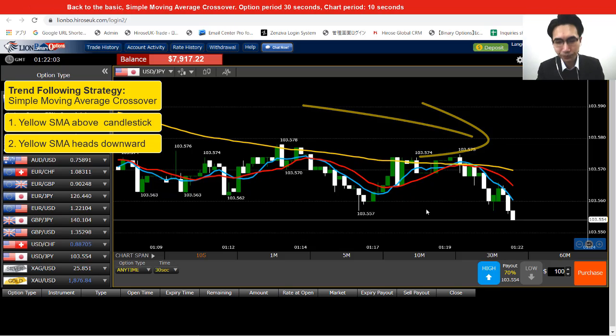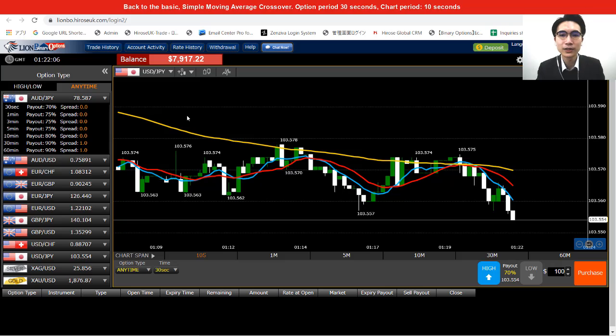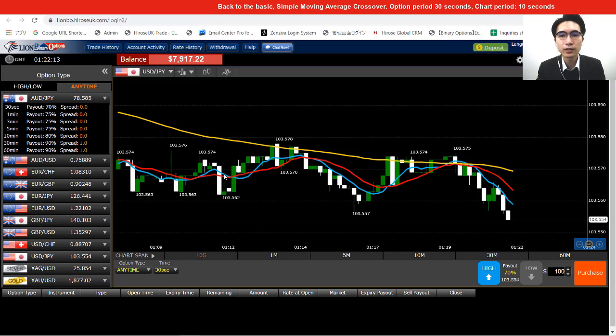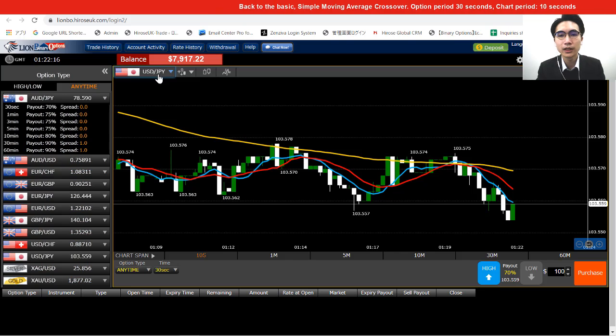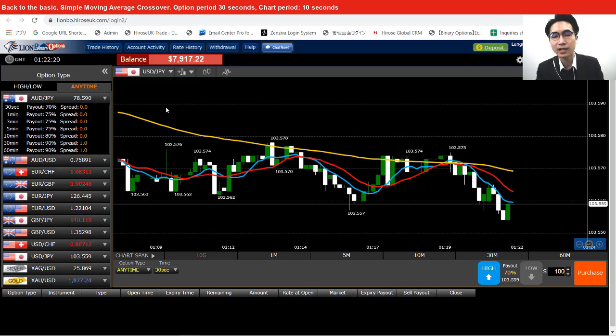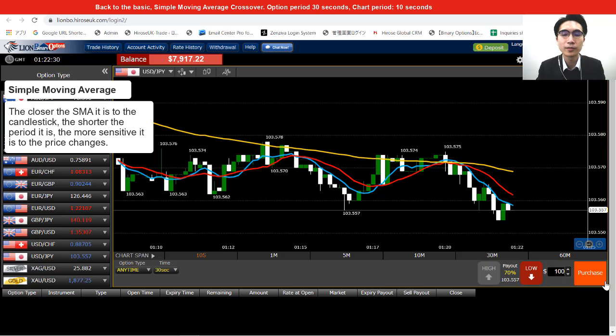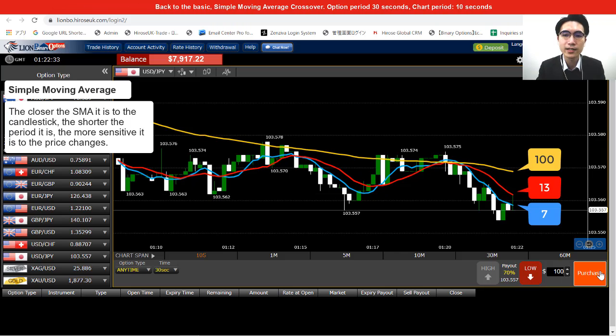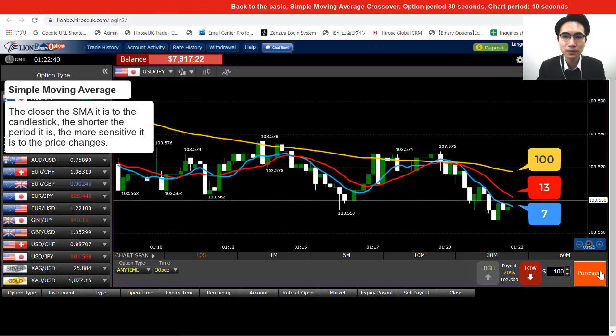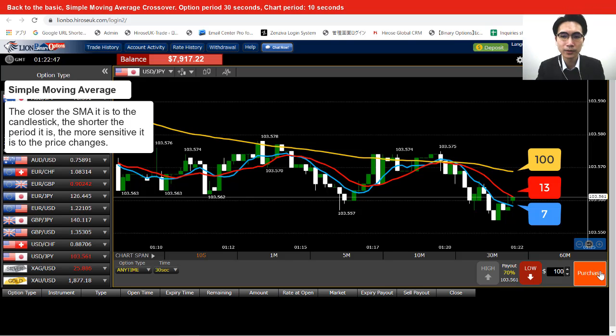While we wait, I just want to talk a bit about the theory of this strategy. Take a look at the relationship between the simple moving average and the candlestick. The closer the simple moving average is to the candlestick, the shorter the period it is. The blue one is a 7-period simple moving average. The red one is a 13-period simple moving average. The shorter the period, the more sensitive the moving average is.